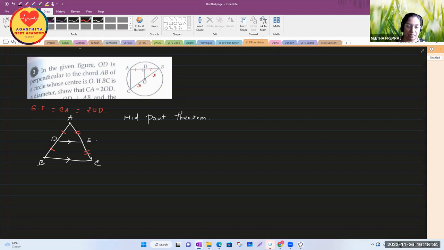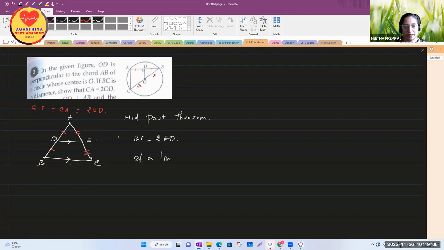Or else if the line is parallel, then ED is equal to half of BC, or BC is equal to 2 times of ED. Okay. This is midpoint theorem. I'll tell you what it is. Again, I give an explanation.